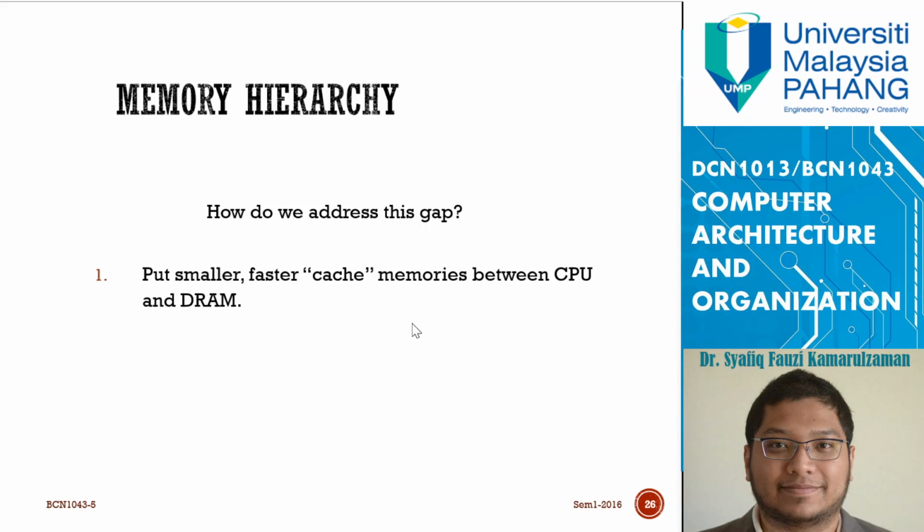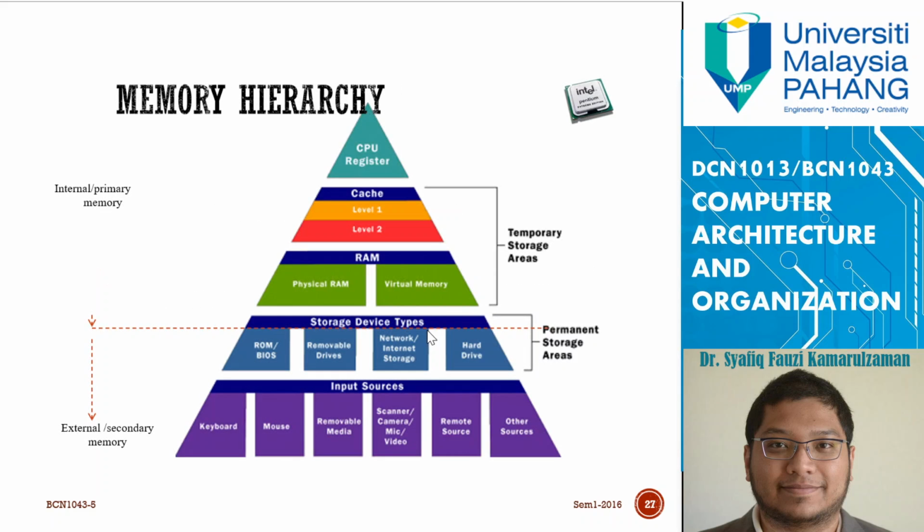Basically, you put a smaller capacity but faster memory type, which is the cache memory, between the CPU and the DRAM. Here you create a memory hierarchy. Based on the CPU, you have the memory registers, a cache memory in the middle, and the DRAM. This is to compensate for the difference in speed between the CPU registers and the RAM.